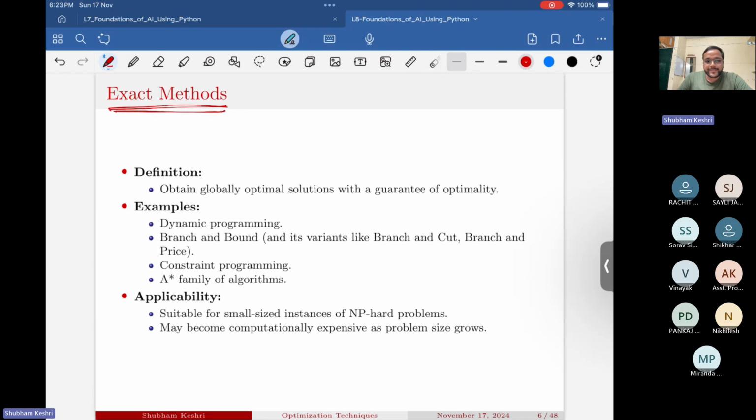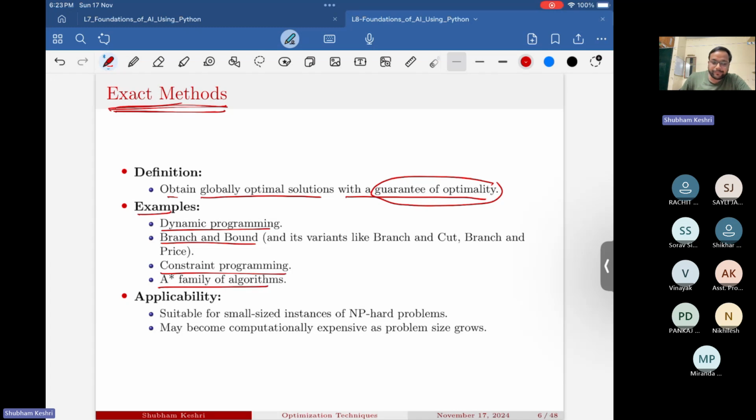Right. So we will not dive deep into exact methods today. We'll study this in the next class. But I have given a brief introduction to the exact methods. In an exact method, you will obtain the global optimal solution with a guarantee of optimality. That is why it is known as an exact method. Some examples can be dynamic programming, branch and bound, constraint programming, and A star families of algorithms.